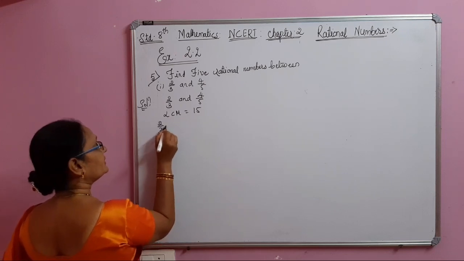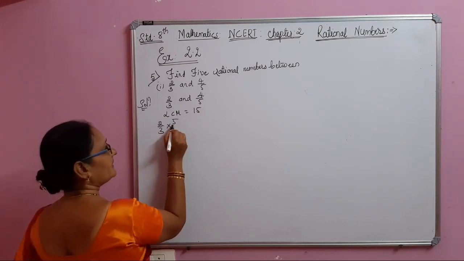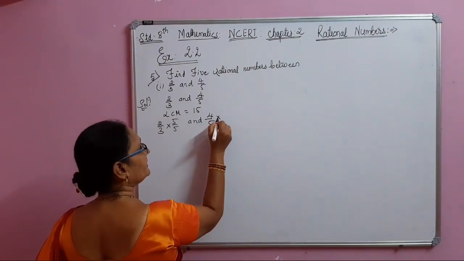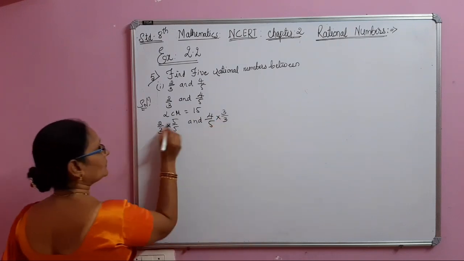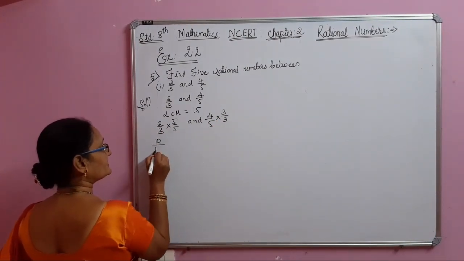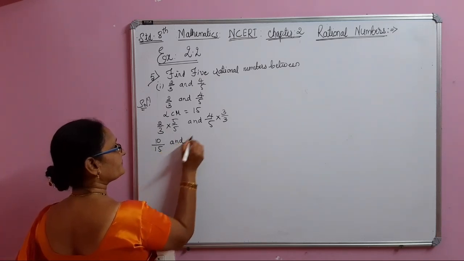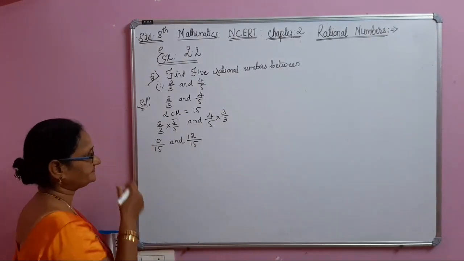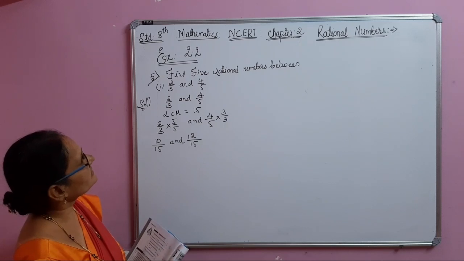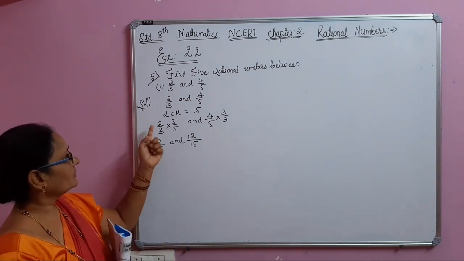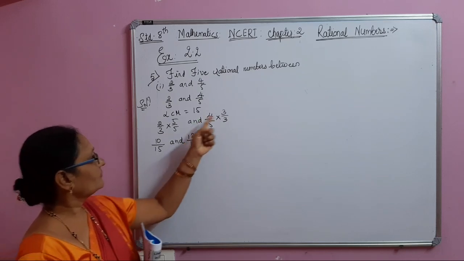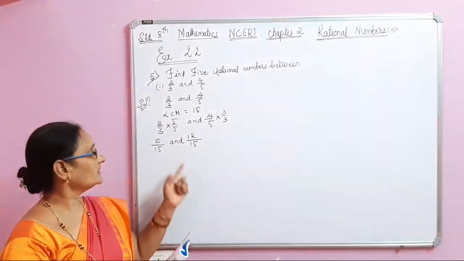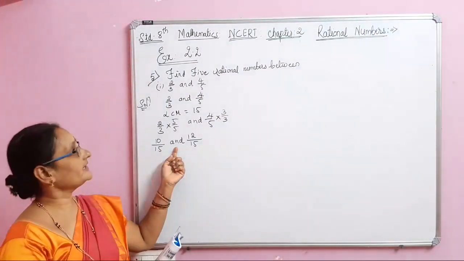So 2 by 3 into, how to make this 15? By multiplying by 5 by 5. And how to make this 15? By multiplying by 3 by 3. 2 5s are 10, 3 5s are 15, and 4 3s are 12, 5 3s are 15. Now, how many rational numbers do we have to write? Find 5 rational numbers. Here we got 10, 11, 12, so only 11 we are getting. But how many do we want?